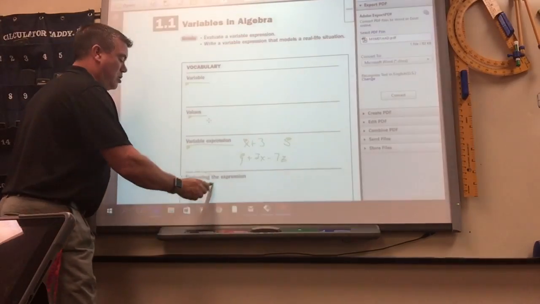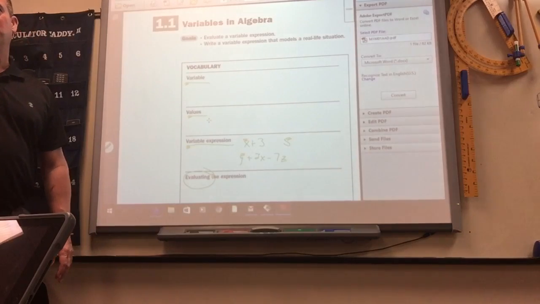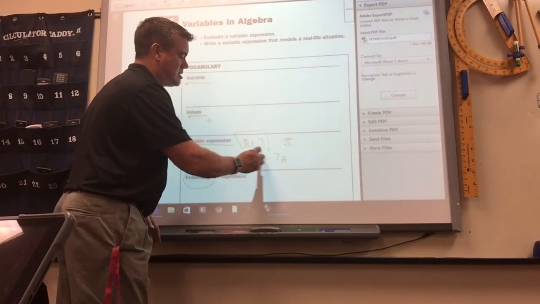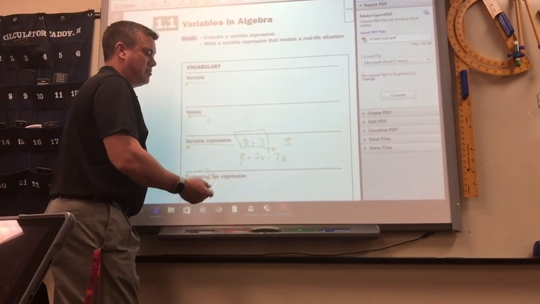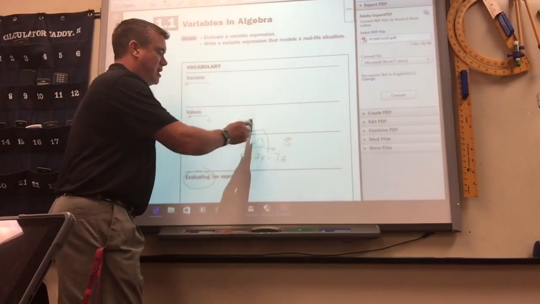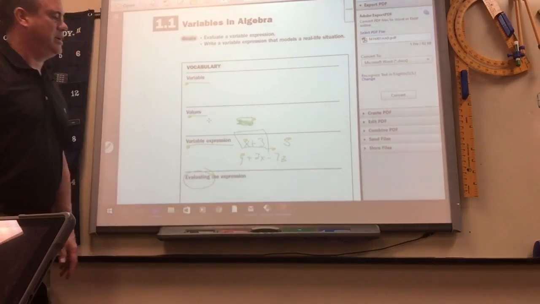So remember what the word evaluate means to do? Solve. The only way you can solve this is if you know what x is. If they tell you that x equals 1, then you can evaluate. If they don't tell you that, then you can't evaluate it.